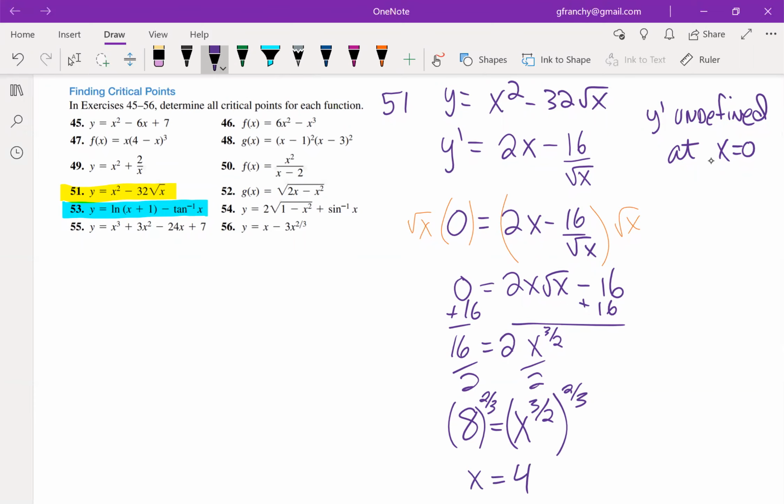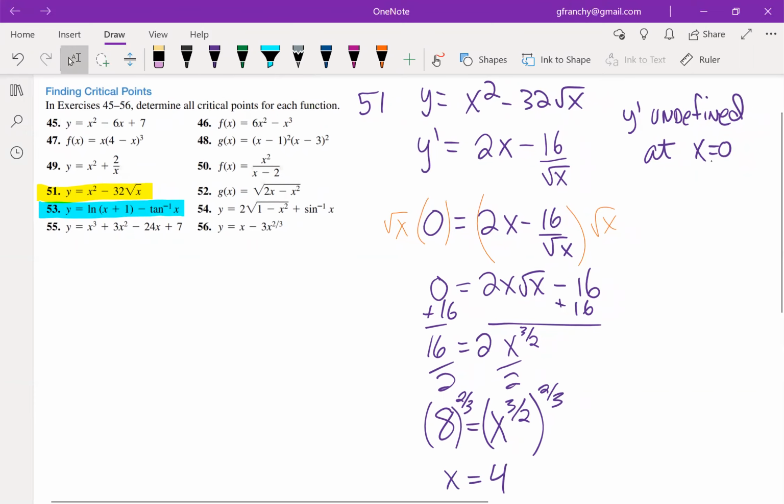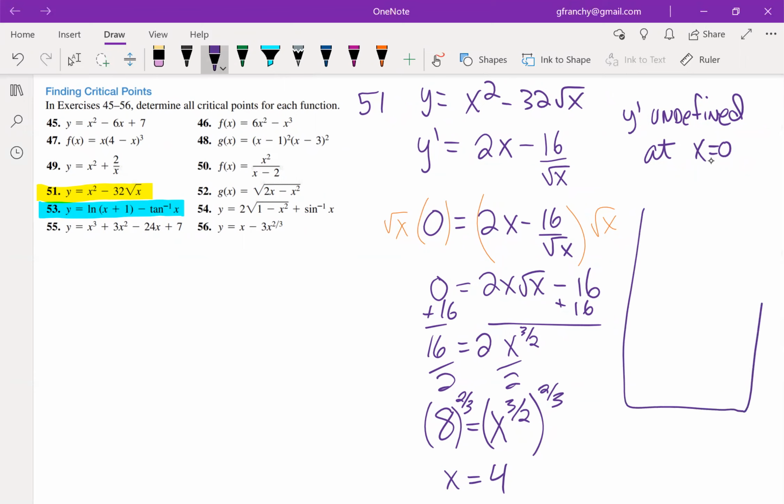Now, it may look like our critical points are going to be 0 and 4, but there's one thing that we need to make sure of before we commit to that. And that's that our points are in the domain of the function. So 4 is in the domain of our original function, and 0 is in the domain of the function, the endpoint of the domain, but it is in there. So we do have critical values at x equals 4 and x equals 0.